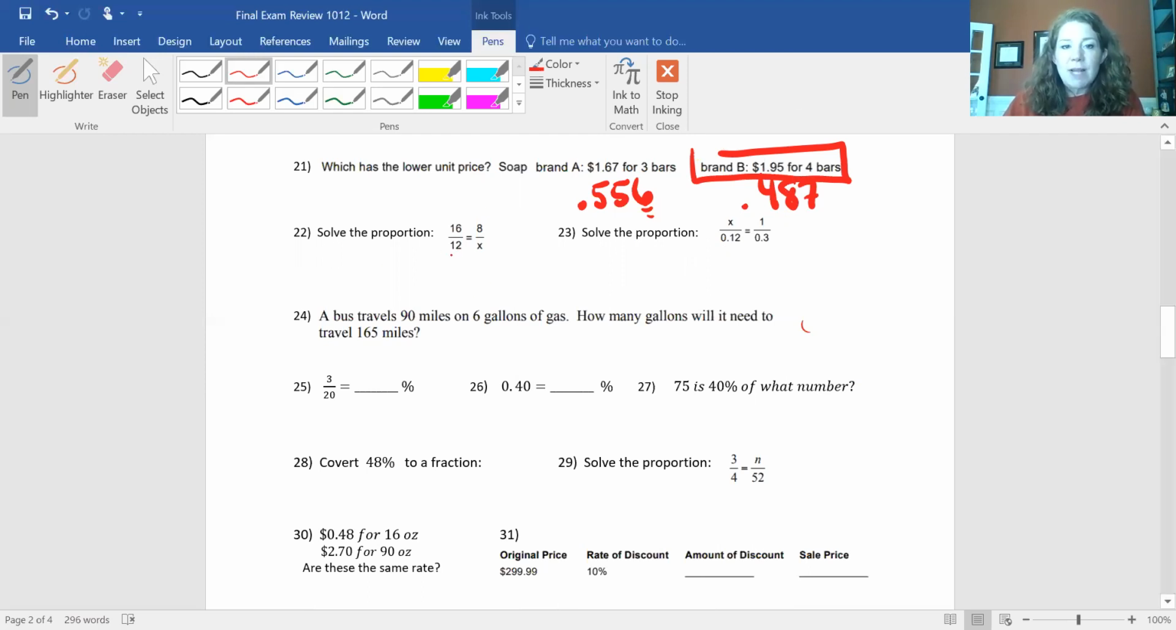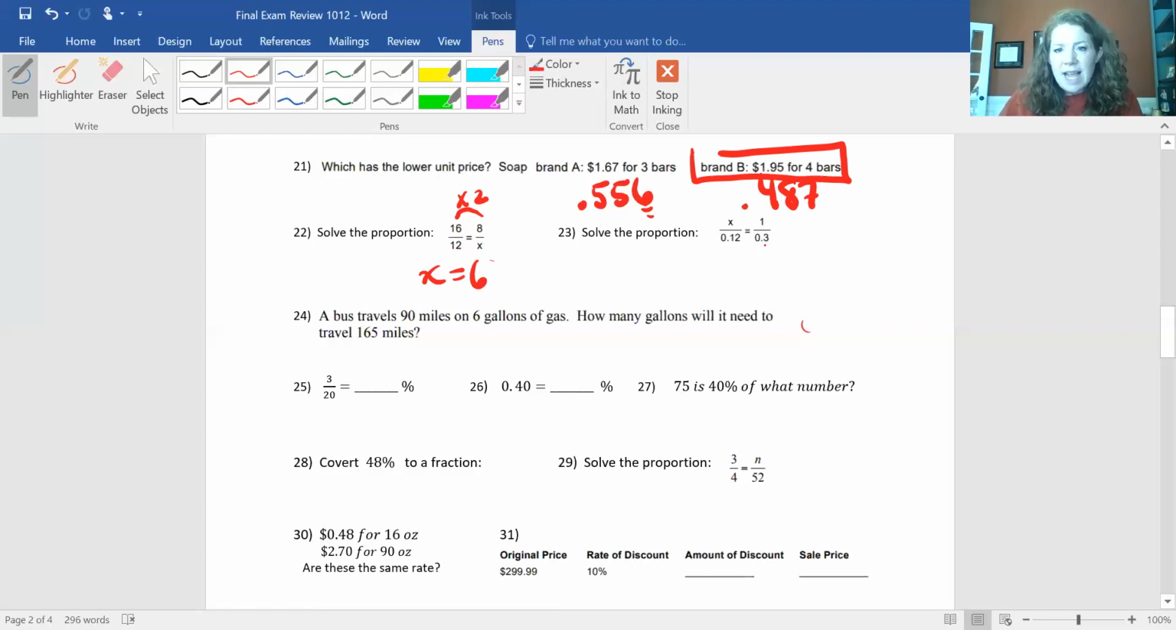I can cross multiply. 12 times 8 is 48, and I can divide that by 16. Or this one's an easy one because 8 goes into 16 2 times, right? Times 2. So basically, I want to know what number times 2 is 12. That means that x is equal to 6. 8 sixths is equal to 12, 16 twelfths.